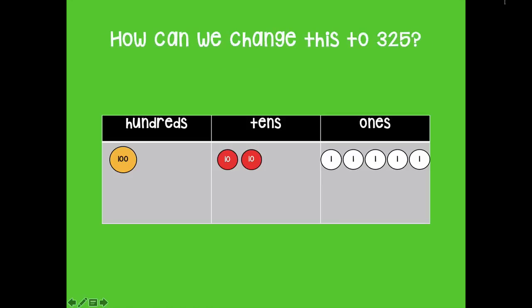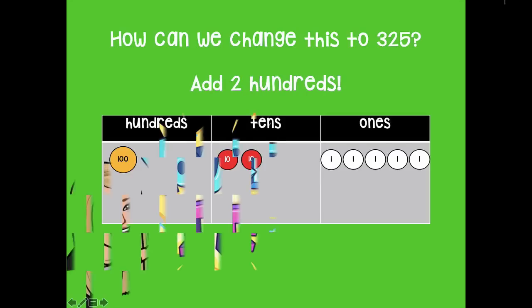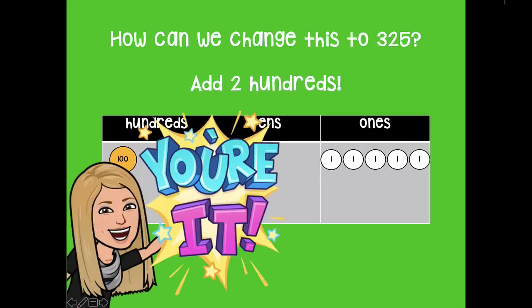How can we change this to 325? So here I have modeled 125. How can we change this to 325? Yeah, we can add 2 hundreds, right? So pause the video and add 2 hundreds to your place value chart, and then click play when you're ready for the next step.